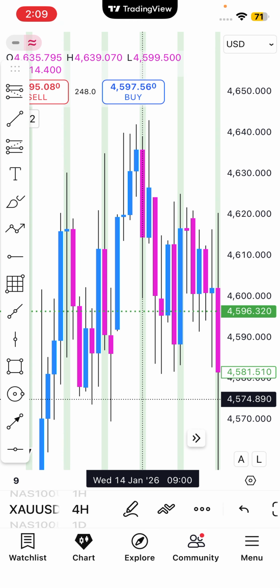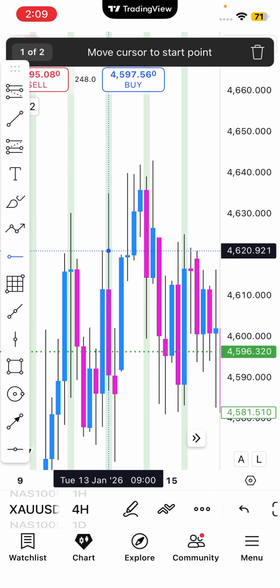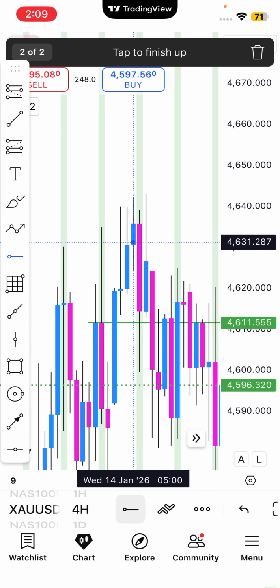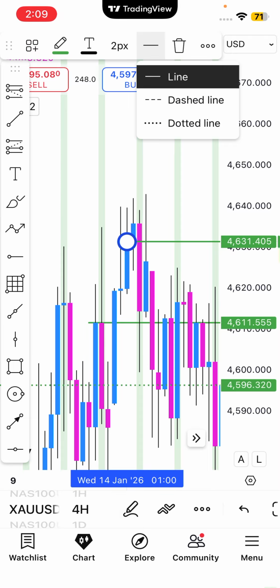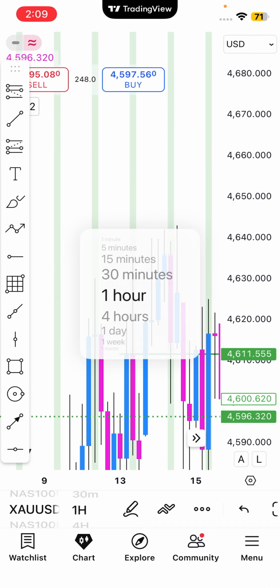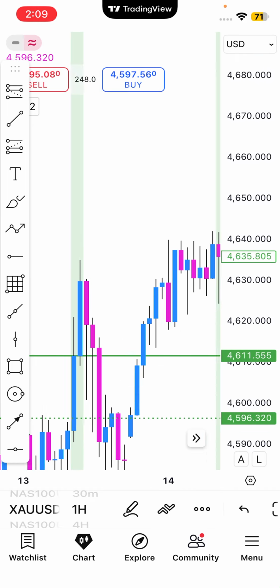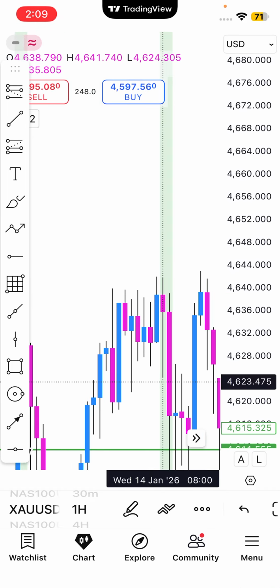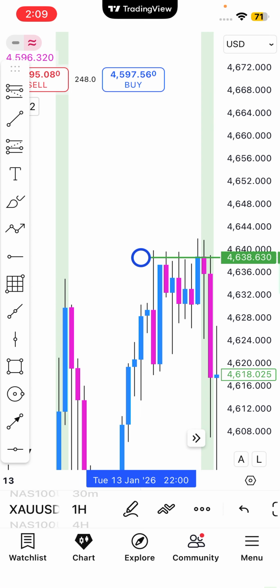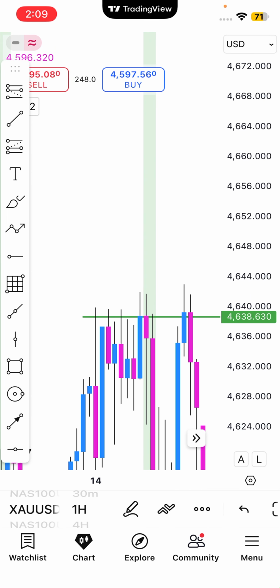So this was Wednesday. Again, prior to the New York session, I'm just seeing where price is and figuring out direction. Price is bullish for Wednesday, so I'm looking for buys. Right, and then this was Wednesday. Now I just need to find if there's a setup.